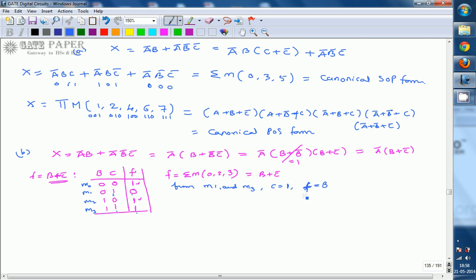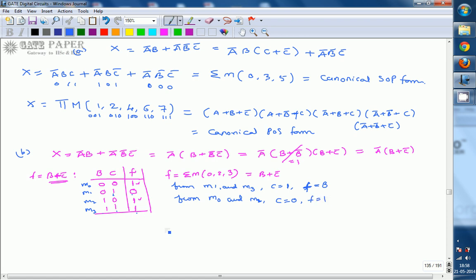Whenever c is equal to 1, f is equal to b, and again from the other terms, m0 and m2, c is equal to 0 is common. Whenever c is equal to 0, f should depend on b. If b is equal to 0, f is equal to 1. If b is equal to 1 also, f is equal to 1. So whenever c is equal to 0, f is not depending on b. f will be always 1 irrespective of b value. So we can write f is equal to 1.